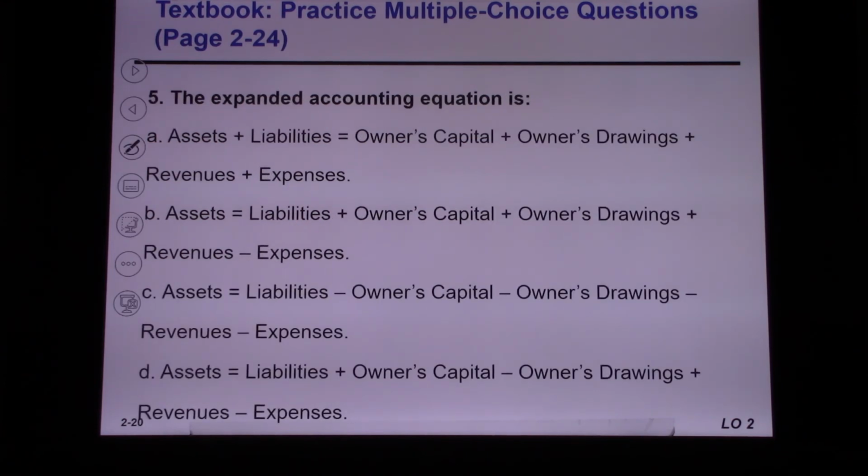The expanded accounting equation is assets plus liabilities equal owner's capital plus owner's drawing plus revenue plus expenses, for sure no. Assets equal liabilities plus owner's capital plus drawings plus revenue minus expenses, no. Assets equal liabilities minus owner's capital minus drawing minus revenues minus expenses, for sure this is no. D, assets equal liabilities plus owner's capital minus drawings because it decreases owner's equity, plus revenue because it increases owner's equity, minus expenses because expenses decrease owner's equity. So the choice will be letter D.